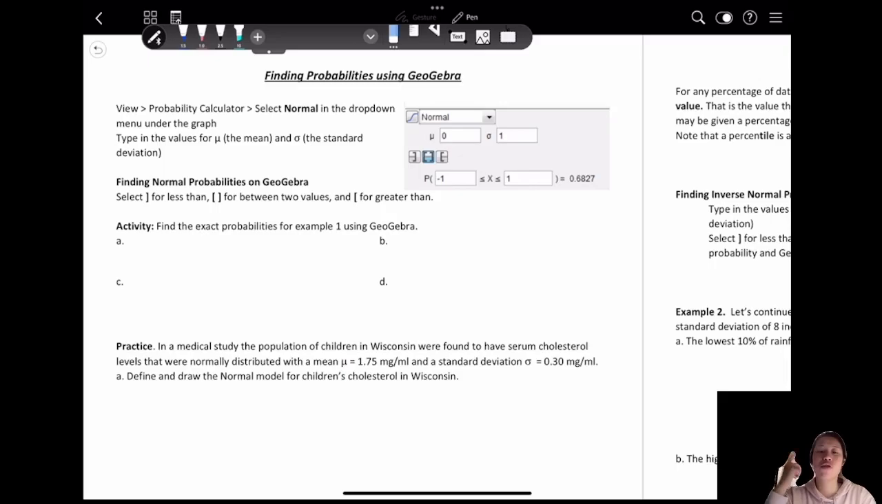Today we're going to use GeoGebra to find the probability of a specific normal distribution. Okay, so now let's open our GeoGebra.